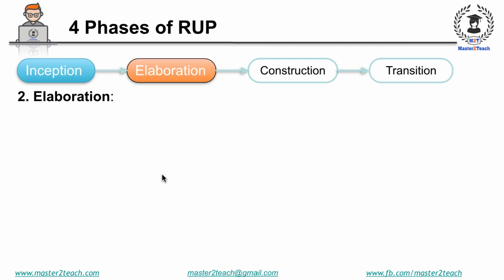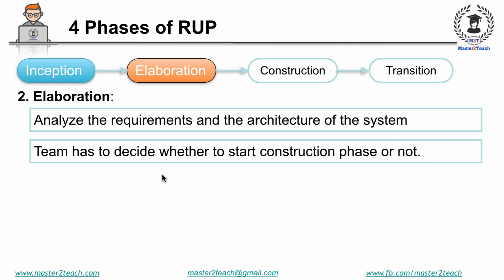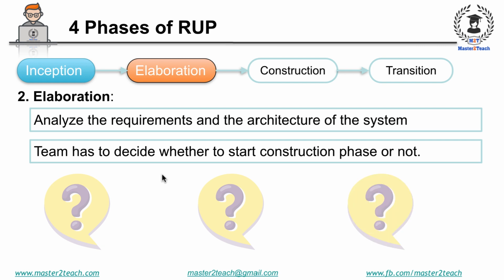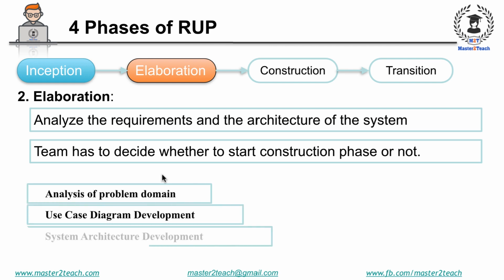Now let's move to the second phase, that is elaboration. This is the second phase of the development process. This phase aims to analyze the requirement and the architecture of the system, develop the project plan, and eliminate the highest risk elements of the project. It's also the point when your team has to decide whether to start further phases or not. Questions like how do we plan and design the project, what resources are required, what type of architecture may be suitable are answered in this phase. The main tasks involved in the elaboration phase are as follows. Analysis of problem domain, use case diagram development, system architecture development.